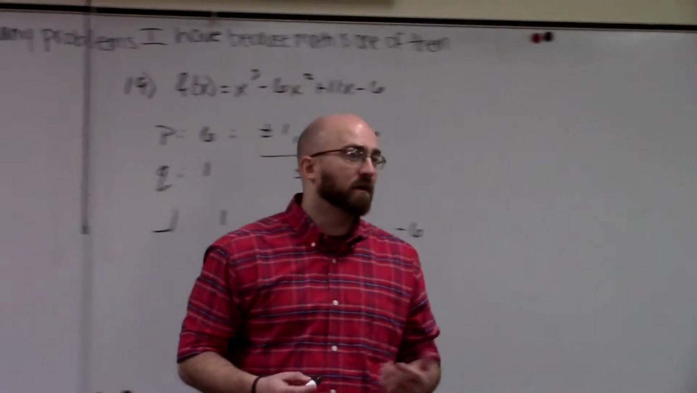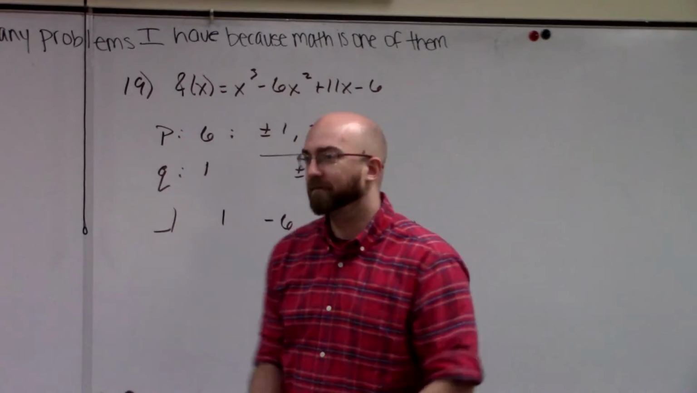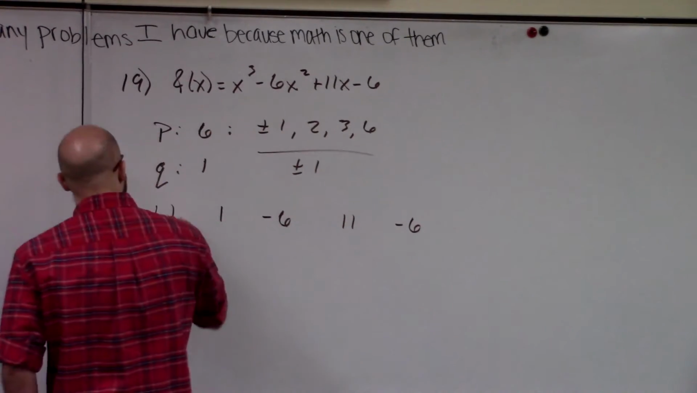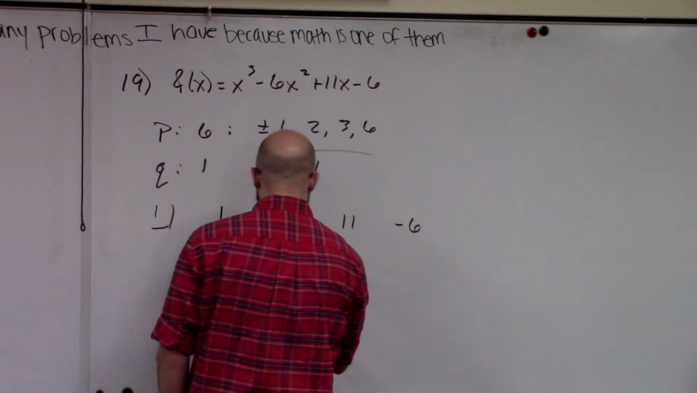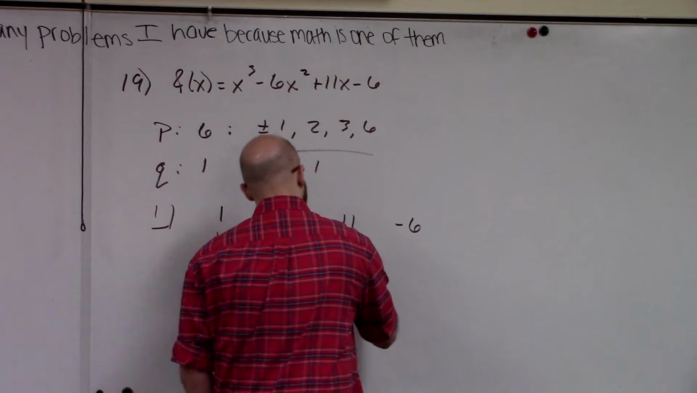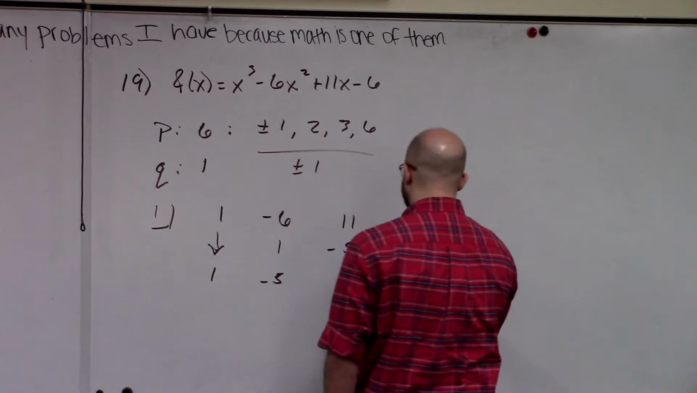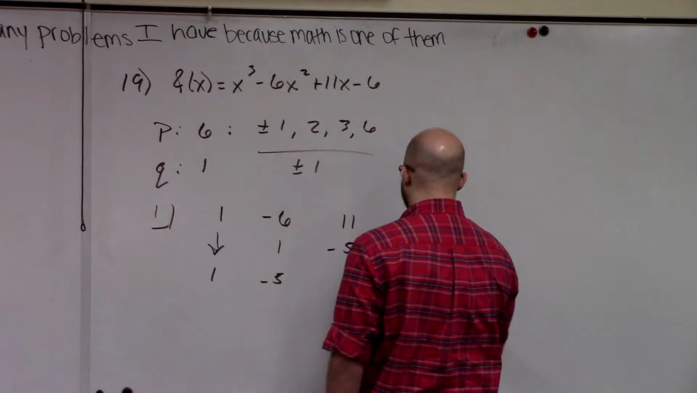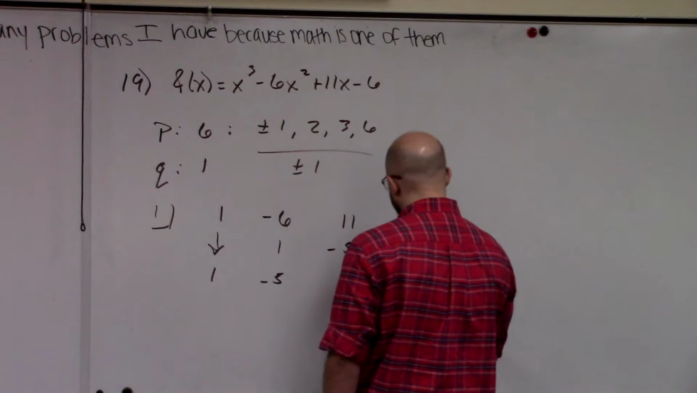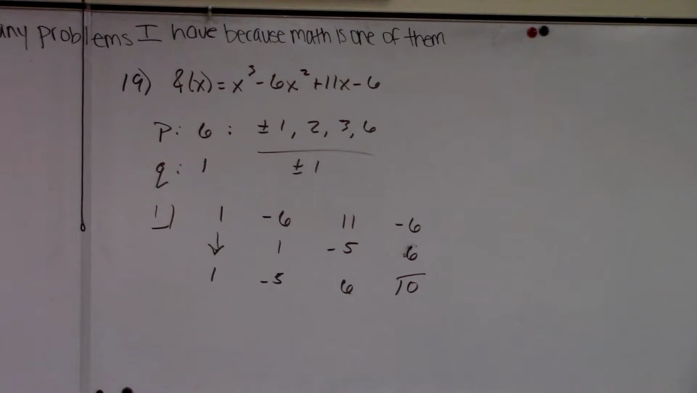My advice, start with 1, because 1's very easy to multiply and very easy to add. Right? Let's start with 1. Drop 1, 1, -5. So 1's a factor, right?